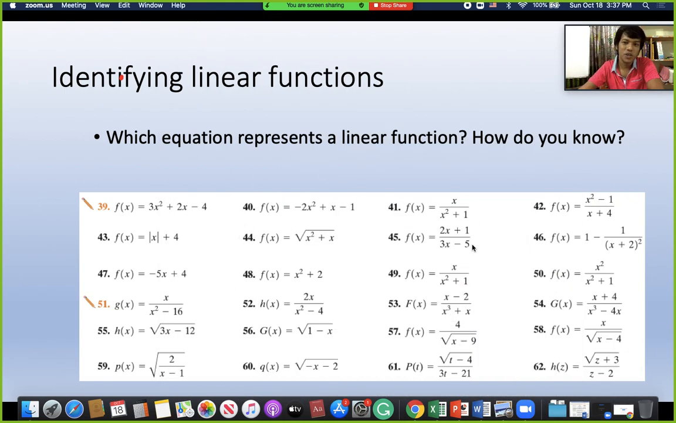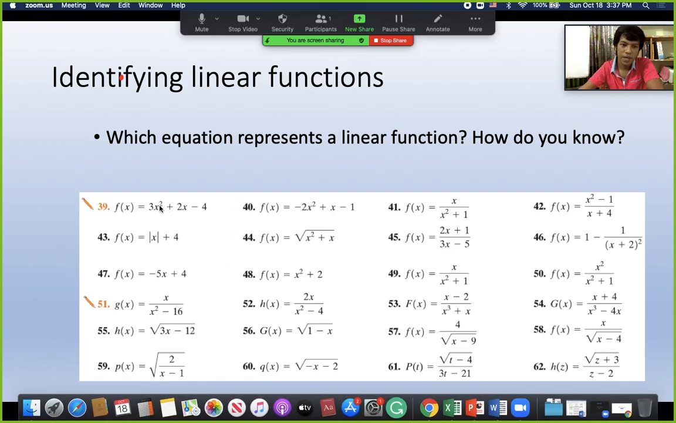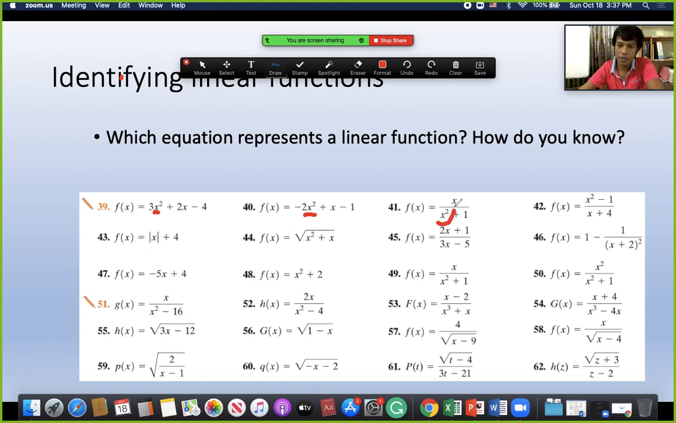Okay. So if you look at all the functions, there is a problem with most of the functions here. See, x squared, so it is not linear. X squared in the denominator, not linear. X in the denominator, not linear. Modulus sign, not linear. Square root sign, not linear. And finally, you have got one which is linear.